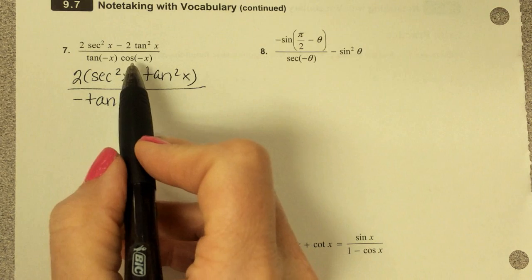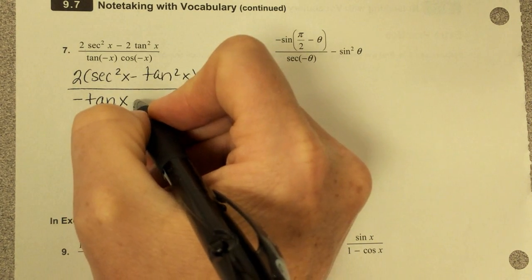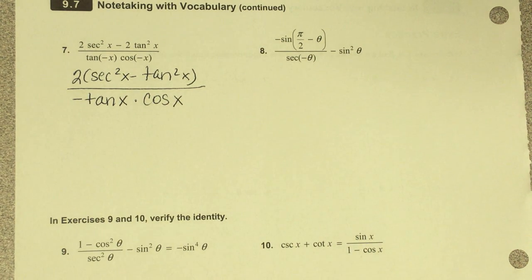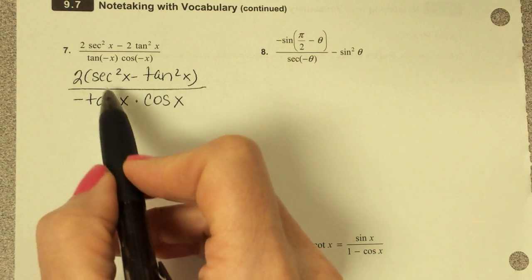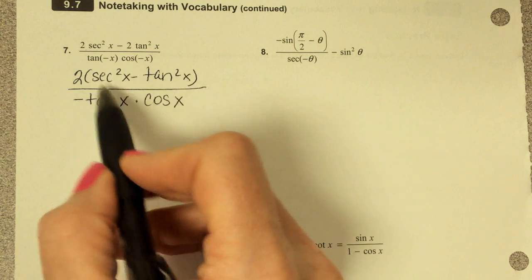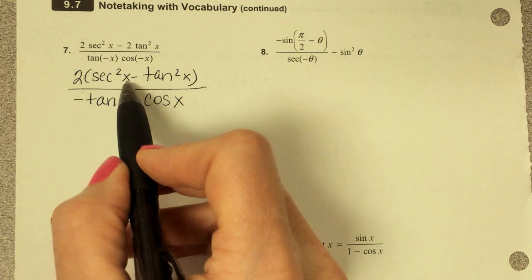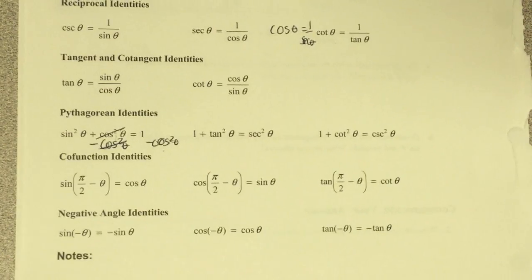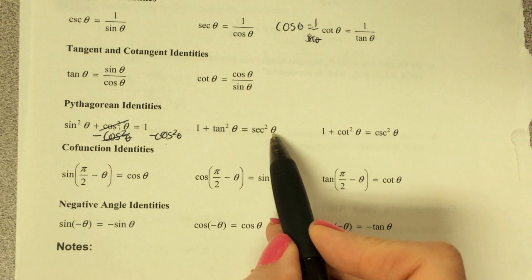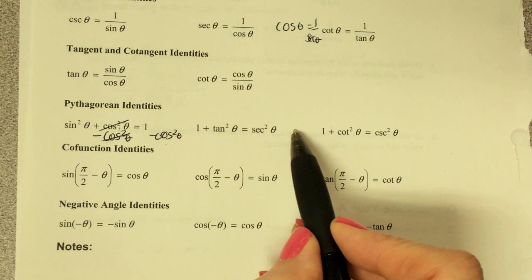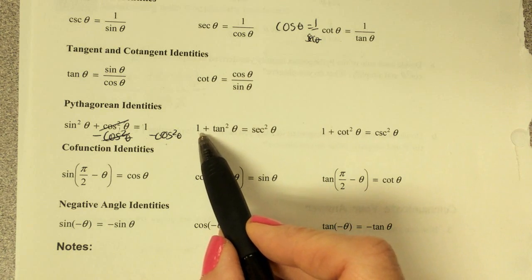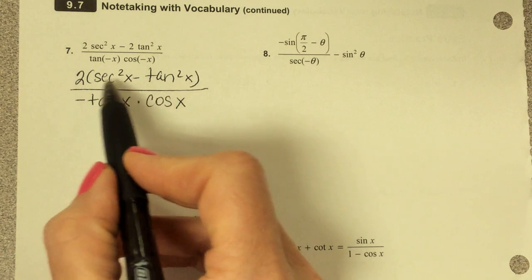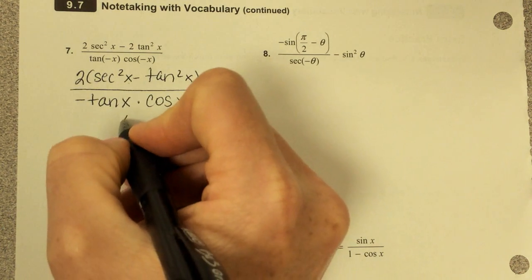Looking at another name for cosine of negative x, what's that going to be? Just cosine x, right? Remember what I said is the best way to do it. The first thing you always want to do is to look for Pythagorean identities. Is secant squared x minus tangent squared x equal to anything? If you look back here, secant squared theta minus tangent squared theta would just leave us with 1. So right here, this is all just 1. So 2 times 1 is 2.